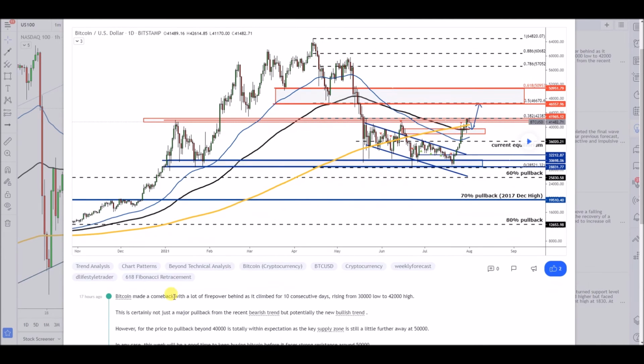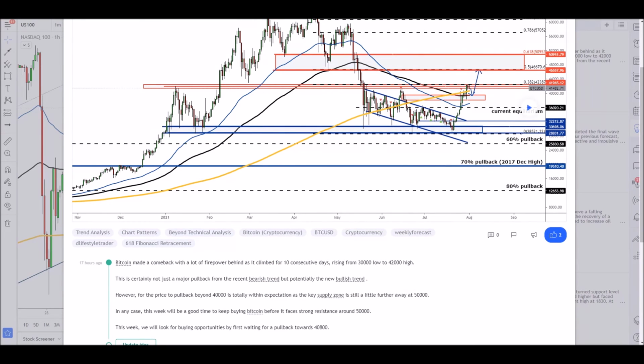So Bitcoin made a comeback with a lot of firepower behind it as it climbed for 10 consecutive days, rising from the 30,000 low all the way to the 42,000 high. This is definitely impressive, as we saw the price actually closed lower than the previous closing prices. We thought it might really be time for Bitcoin to break lower again, but it did not happen. Instead, it just kept on climbing for 10 consecutive days.